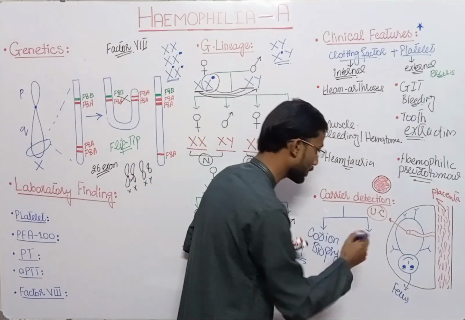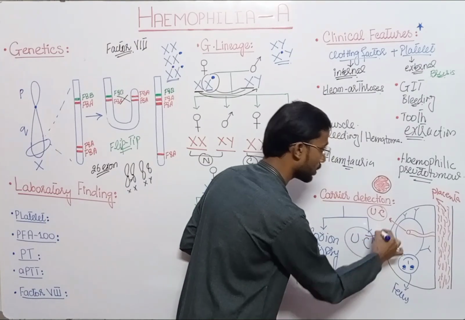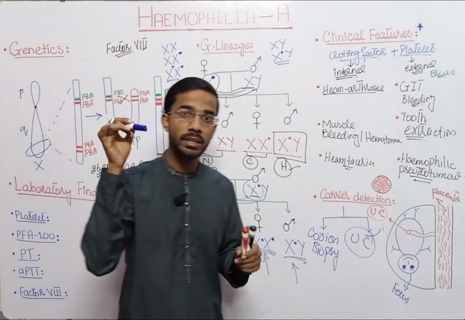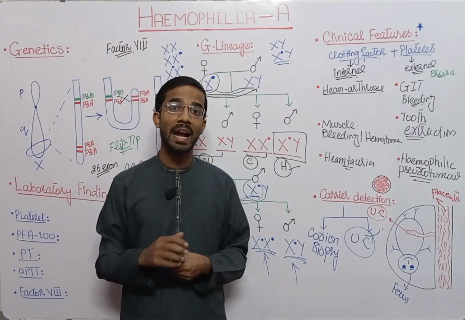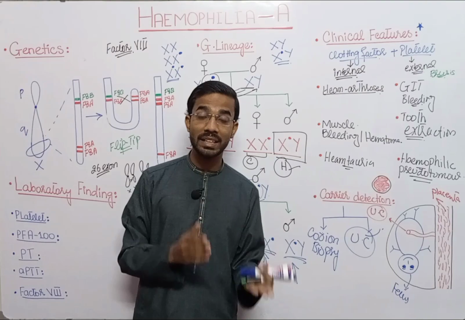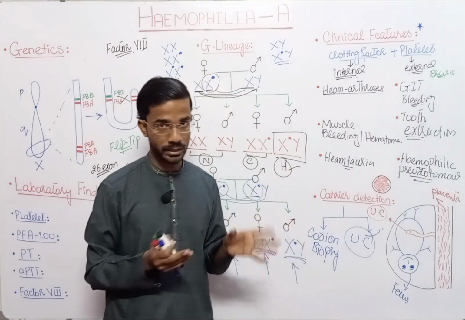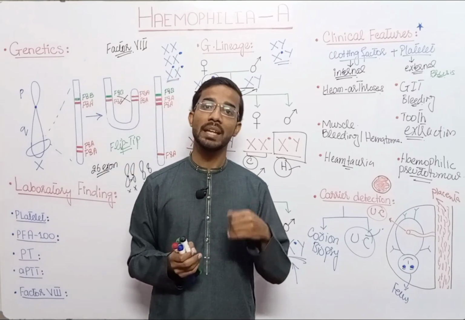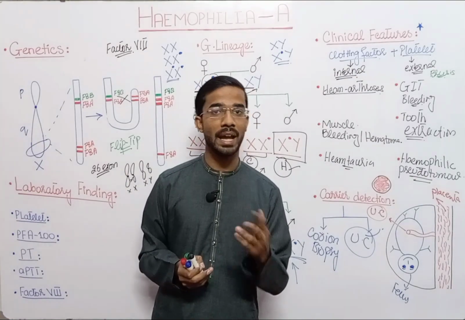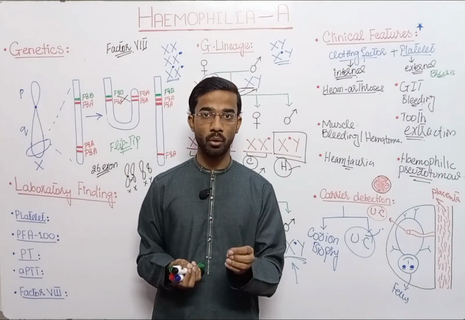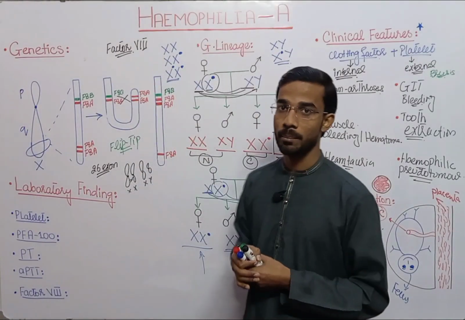The second method is that we can take blood from the umbilical cord. We insert this syringe, and we can take the blood from the umbilical cord and diagnose whether factor 8 is in the proper amount or not. So these are the two methods for the detection of the carrier state or the hemophilic state: chorion biopsy, and second one is umbilical cord sampling.